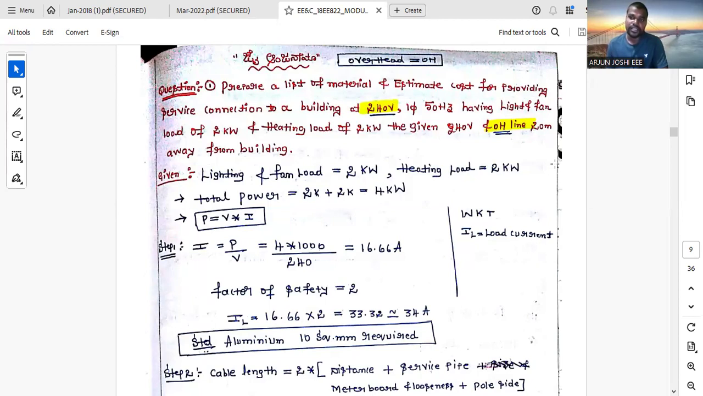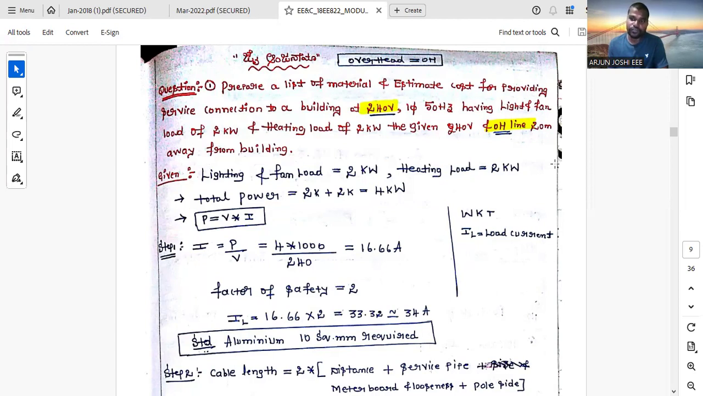What is the length between service pole and supply pole? Service pole and our other pole, the supporting pole. Between service pole and supporting pole, what is the distance? 20 meters. Okay, now let's get into the problem. Lighting and fan load is equal to 2 kilowatts and heating load is equal to 2 kilowatt. Now we need to sum both the loads. Total power is equal to 2 kilowatt plus 2 kilowatt is equal to 4 kilowatt.